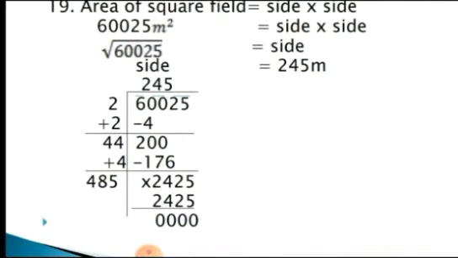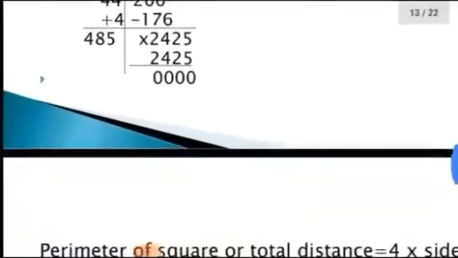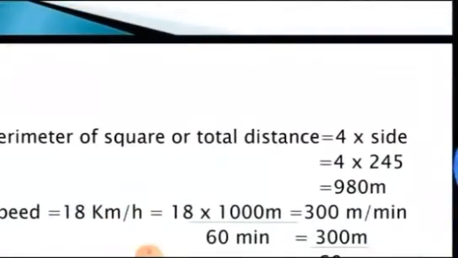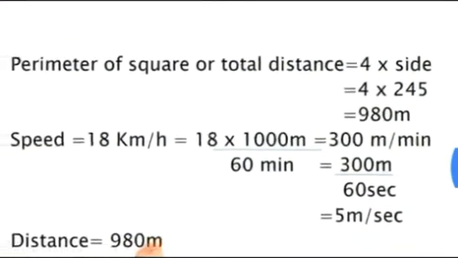First you make the pairs, 25, 00 and 6. 3 periods here. Then you divide here. 2 2s are 4. Then 2 remainder. Then after that, 0 bring down. 2 plus 2 is 4. Then 4 times 5 is 1 76, like this way. So side equal to 245. Quotient 245, that means side equal to 245. After this, the perimeter of the square is the total distance. So 4 into side, 4 into 245 equal to 980 meter.